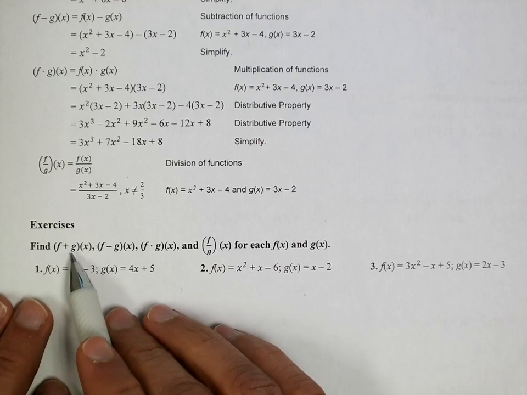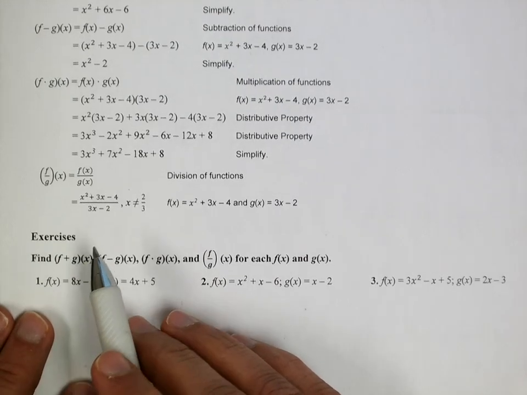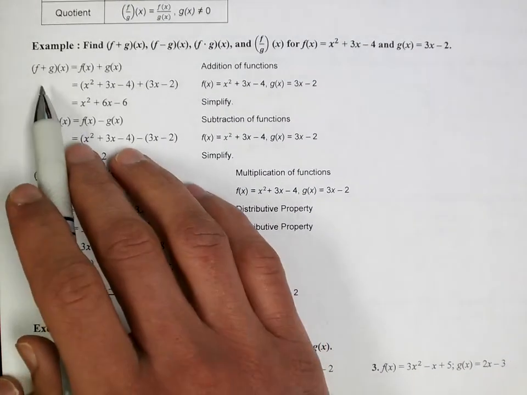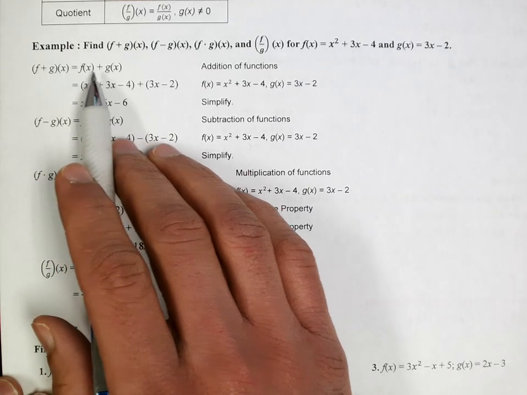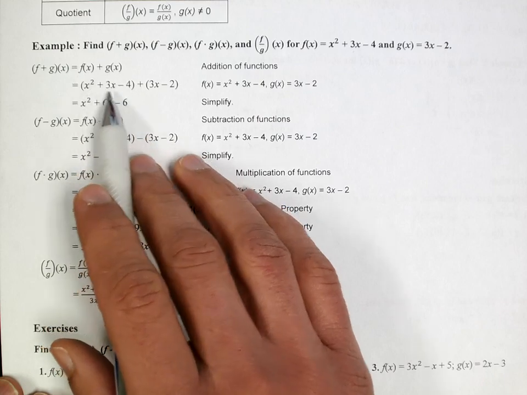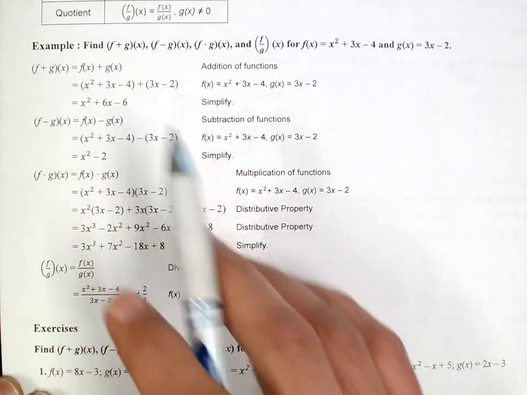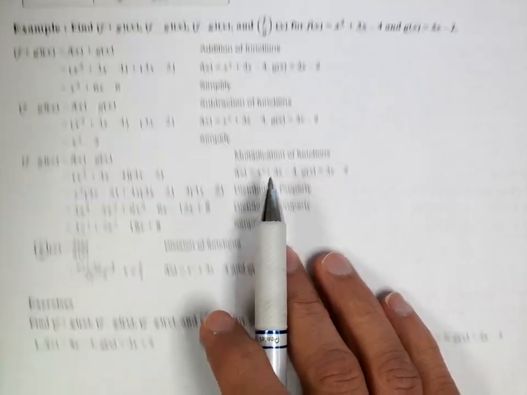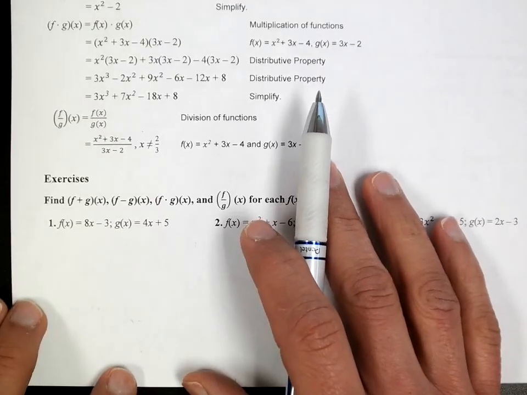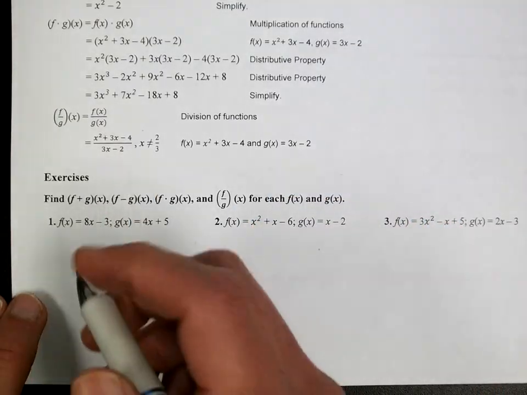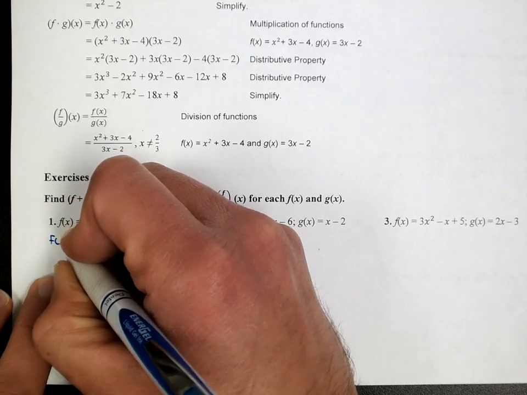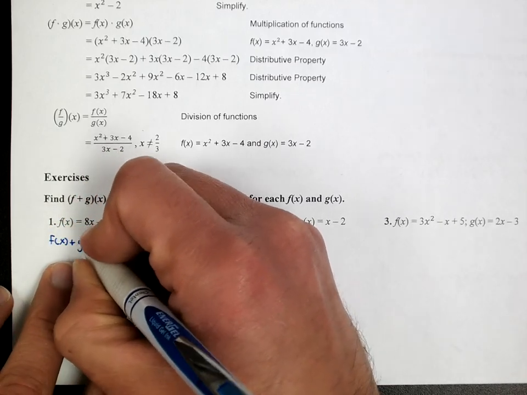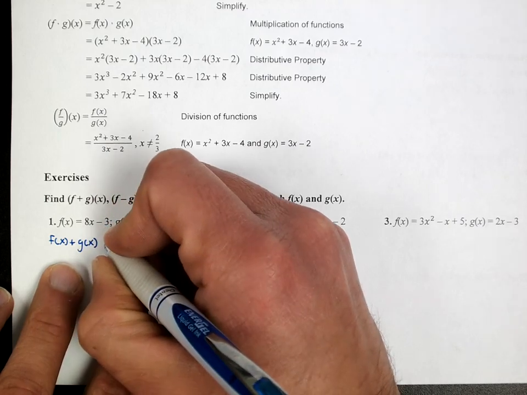So f plus g of x, what that really means, and you actually have an example of this if you print out your notes, f plus g of x actually means just adding function f plus function g. So essentially all you're doing is just adding like terms, okay? So f plus g of x is actually the same thing as adding function f of x plus function g of x. Then we're just going to add like terms.